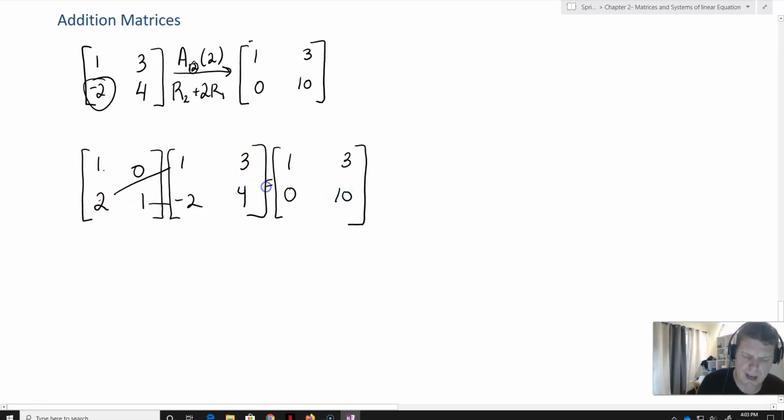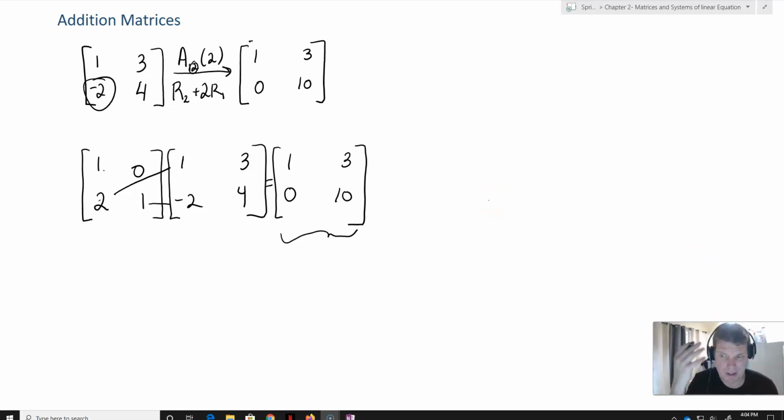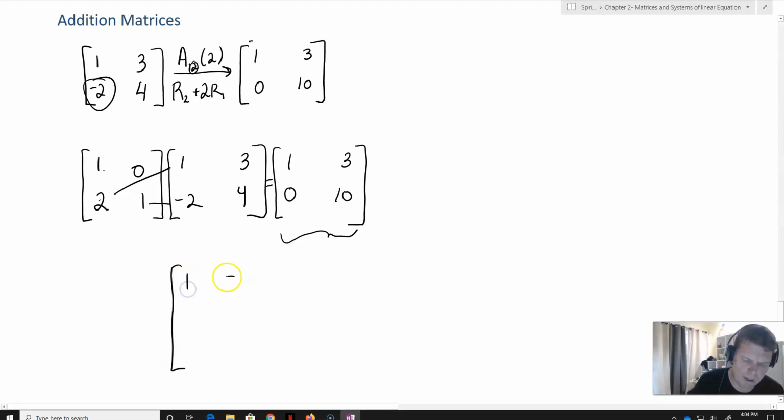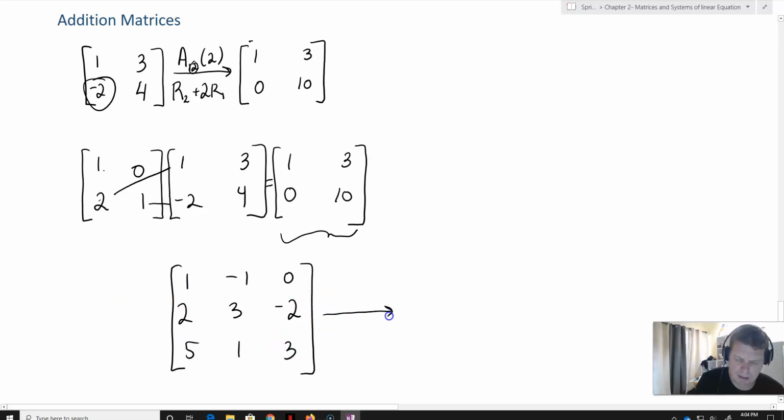And so you can see that by multiplying by that matrix, we in fact get the correct resulting matrix. That's pretty simple if we only want to change a 2 by 2 matrix, which, when we want to just understand the concepts, is probably what we want to do. But let's say, for example, I have a 3 by 3. So let's say I have 1, -1, 0, and then 2, 3, -2, and 5, 1, 3.